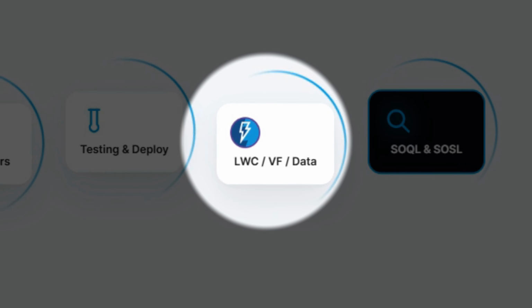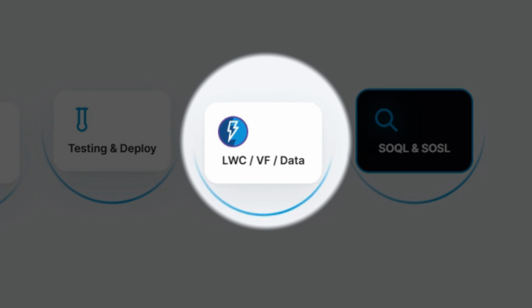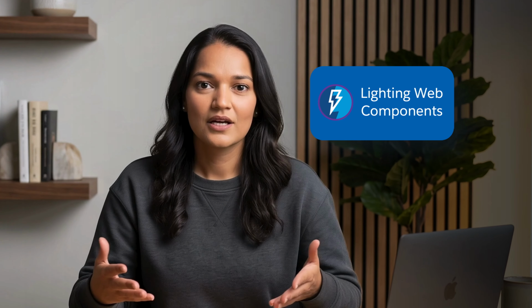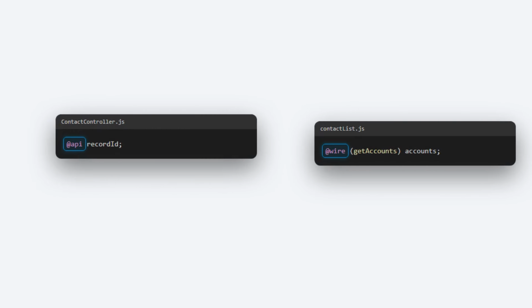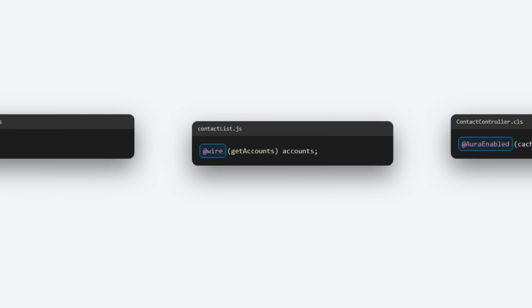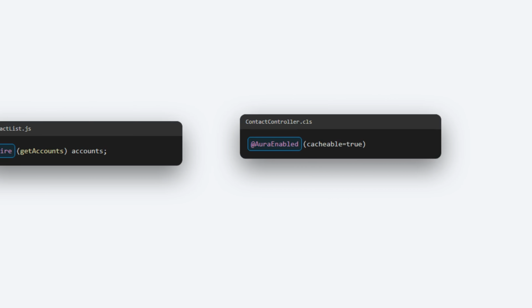4. LWC, Visualforce, and data. On this exam, the interface topic isn't about how things look. It's about the code behind what the user sees and clicks. LWC is the modern standard. Know the component lifecycle, @api for public properties, @wire for pulling in Salesforce data, and calling Apex from an LWC almost always needs @AuraEnabled.